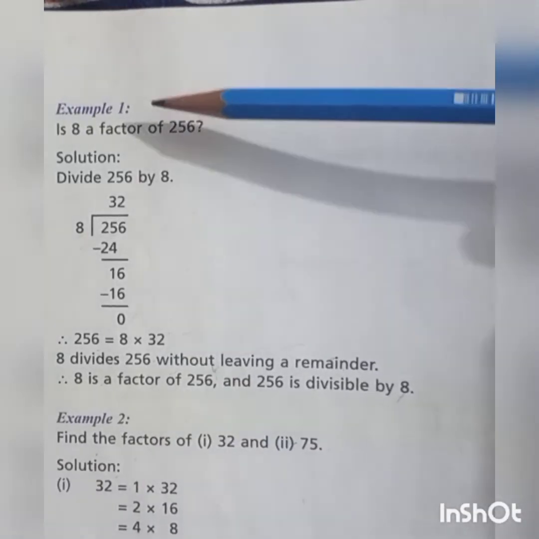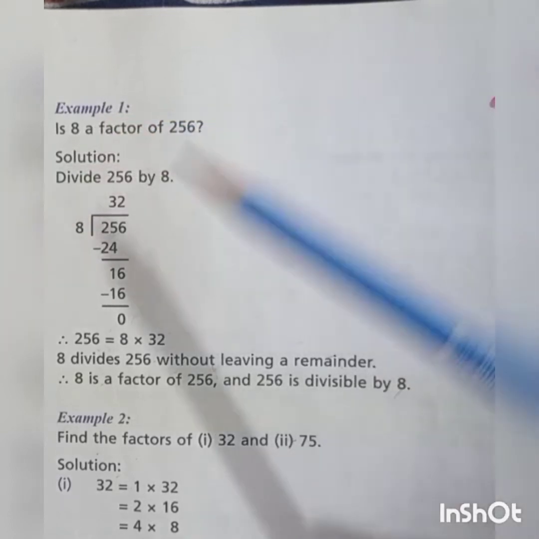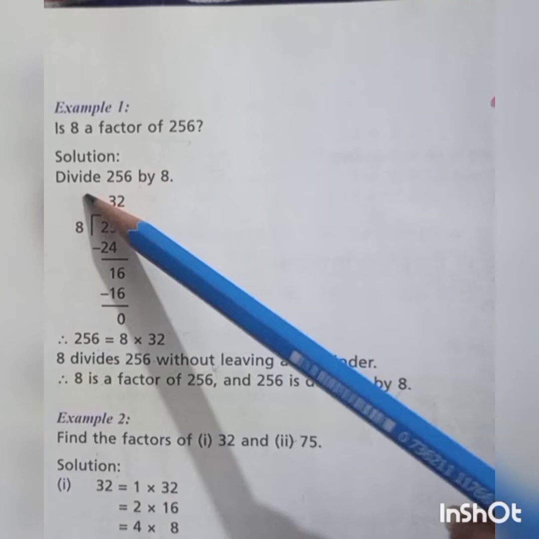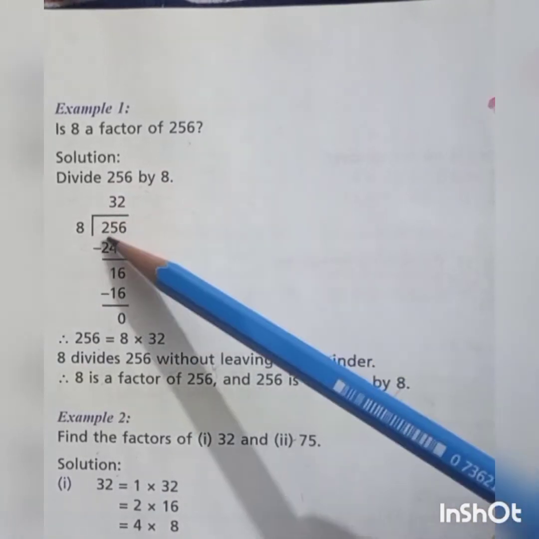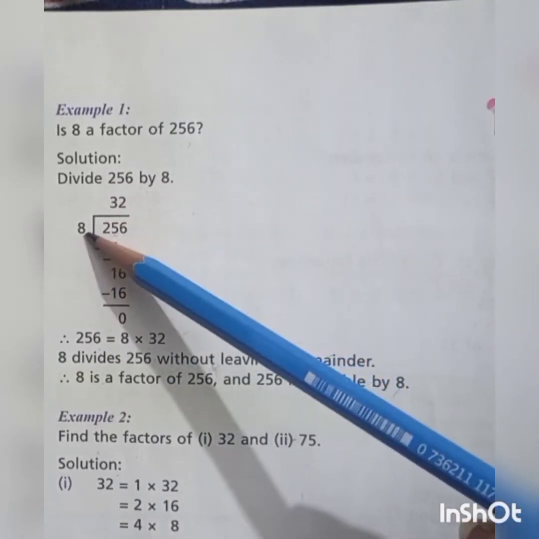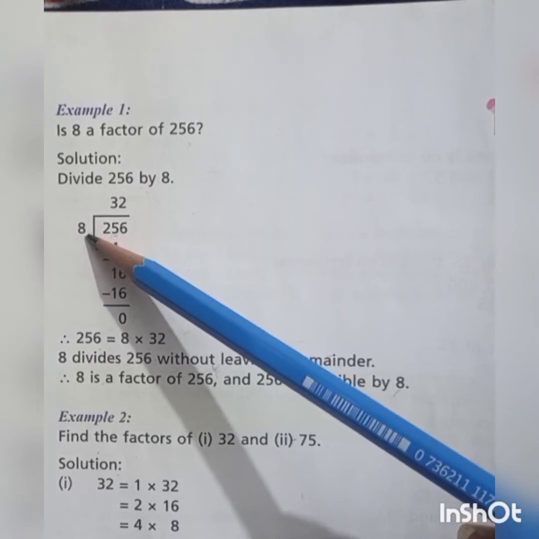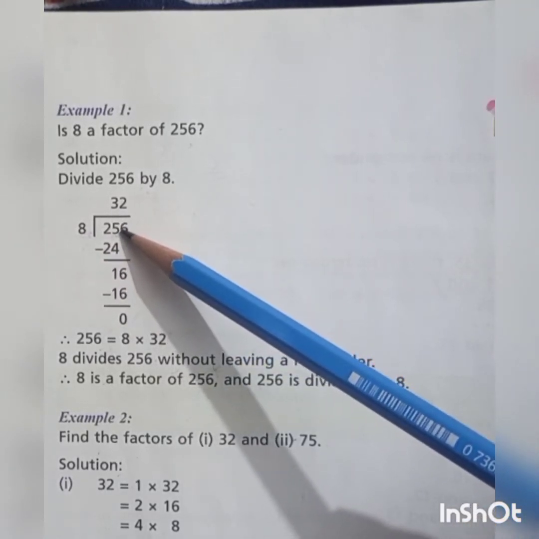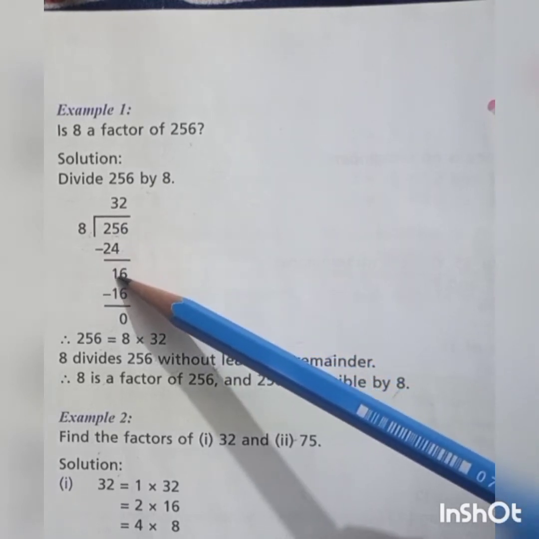Now let's have example number 1: is 8 a factor of 256? The solution is to divide 256 by 8. So let's divide 256 by 8 by dividing and solving. 8 3s are 24, as we know, and by subtracting 24 from 25 the answer is 1, and 6 as it is.